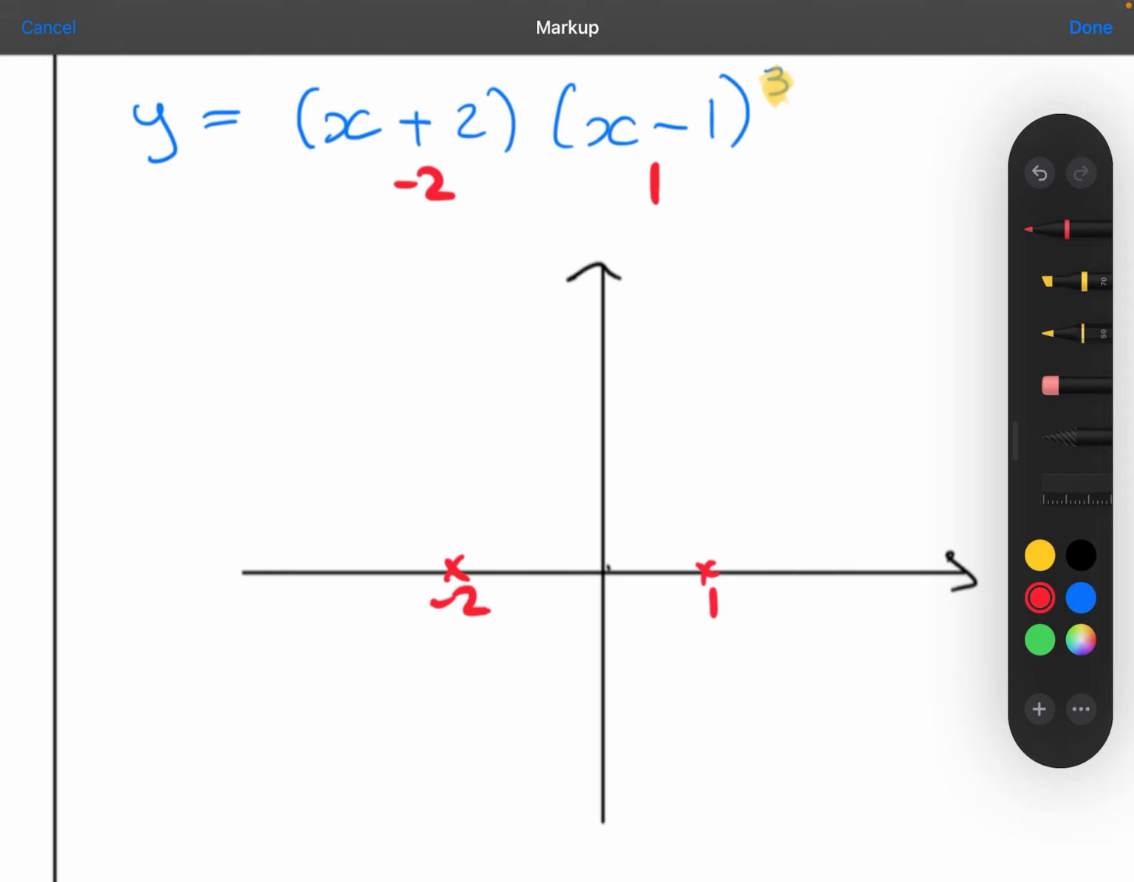So that means it's going to come down, it's going to touch at 1, and then it's going to keep on going. The y-intercept, let's think about what that would look like. So when x is 0, we've got 2 times minus 1 cubed. Well, the minus 1 cubed is minus 1 times minus 1 times minus 1, which is minus 1. Multiplied by the 2 is minus 2.